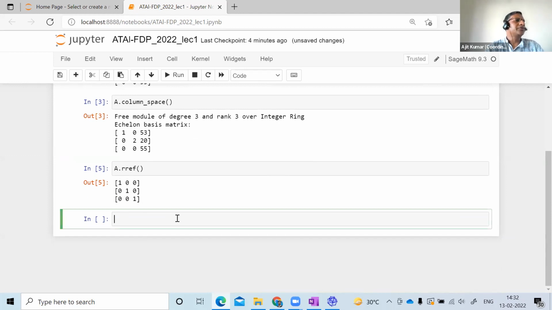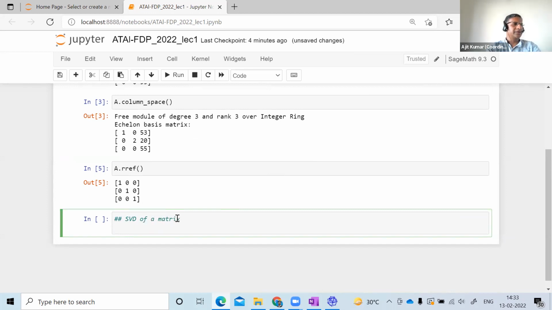Now let us say we want to find the singular value decomposition of A. How do we do that? So let us say SVD of a matrix. Let us quickly do this.